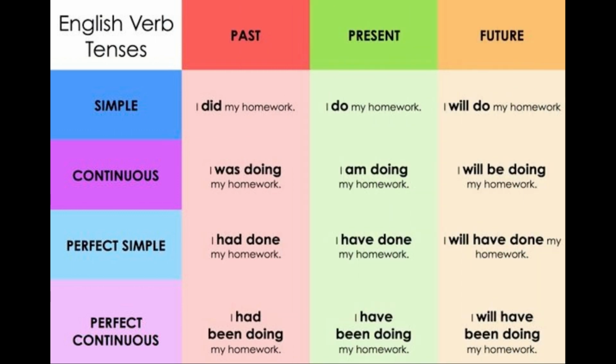So again, just to sum up the perfect continuous category, you have the past perfect continuous. I had been doing my homework for a long time when the lesson started. The present perfect continuous, I have been doing my homework for a few hours before now. And the future perfect continuous, I will have been doing my homework for a long time when the lesson finally starts. So there you have it.